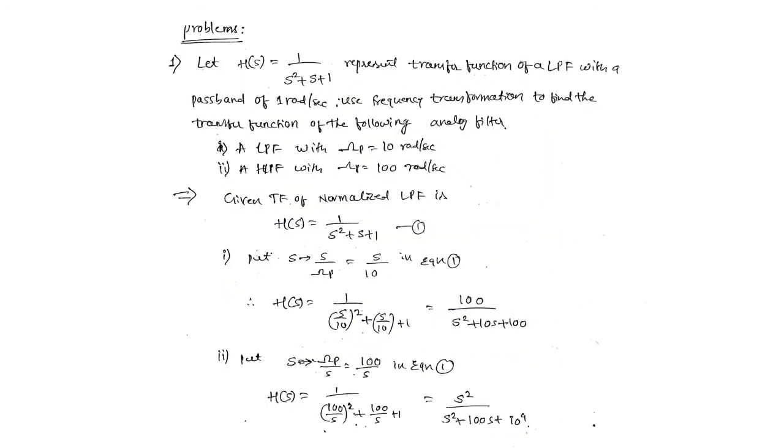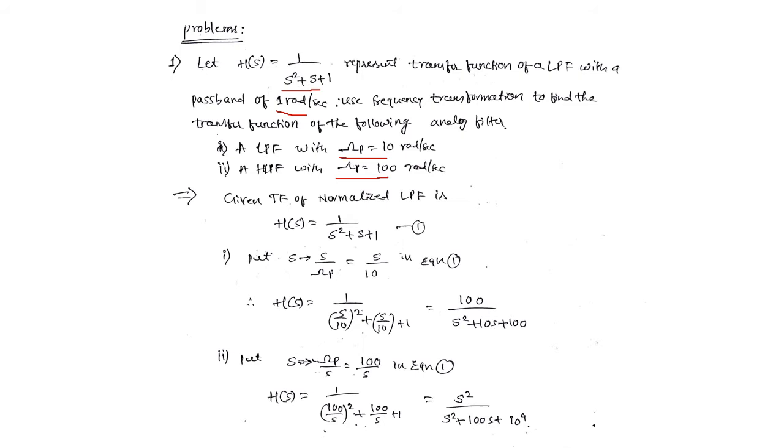Let us take one example. Let h of s is equal to 1 upon s square plus s plus 1 represent transfer function of low pass filter with a passband of 1 radians per second, use frequency transformation to find transfer function of following analog filter. First one is a low pass filter with omega p is equal to 10 radians per second, a high pass filter with omega p is equal to 100 radians per second.